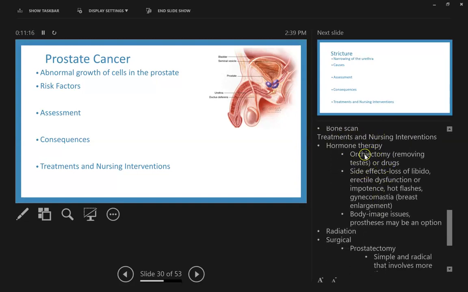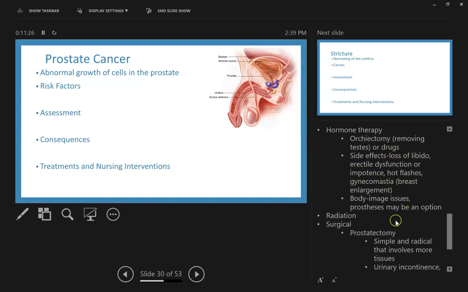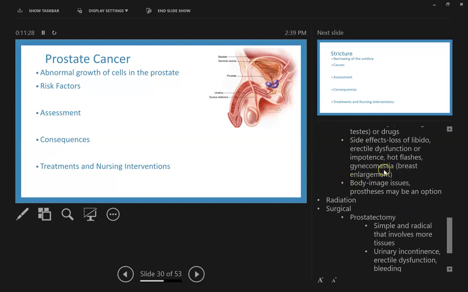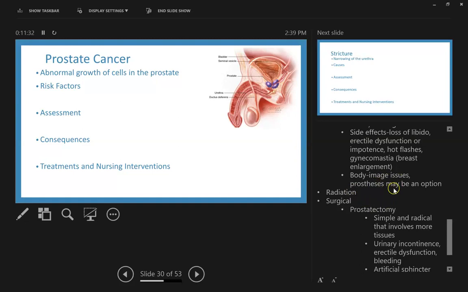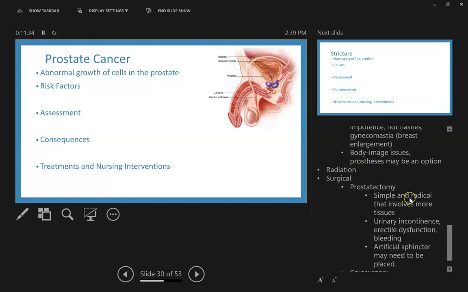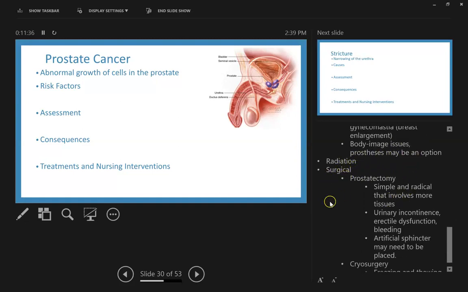Treatments: hormone therapy and orchidectomy. This is where we remove the testes, or use medications to block that testosterone. Side effects: loss of libido, erectile dysfunction, impotence, hot flashes, gynecomastia, which is breast enlargement, and then body image issues. They might need prosthetic testes. Radiation may need to be done.